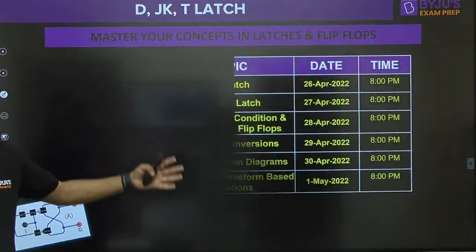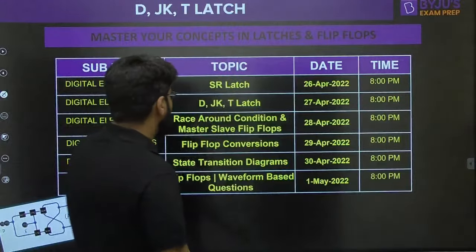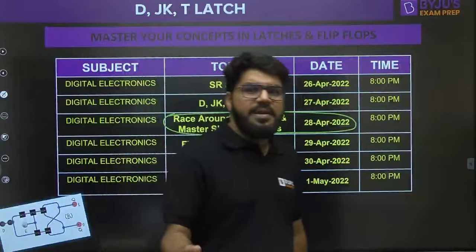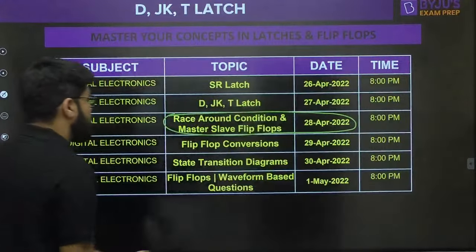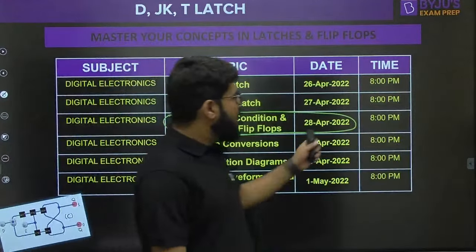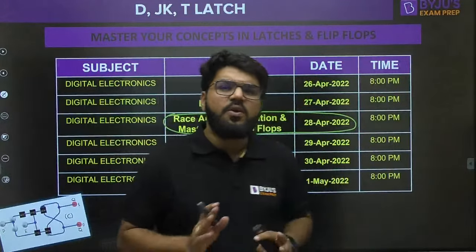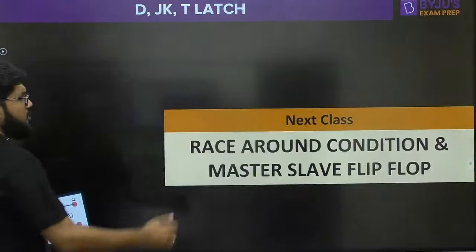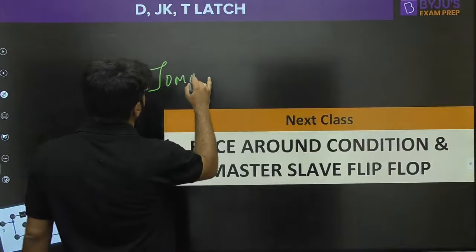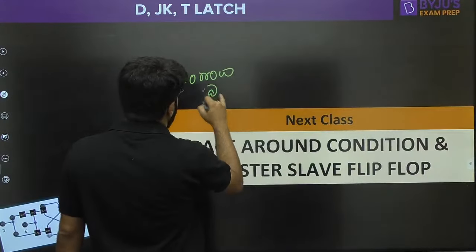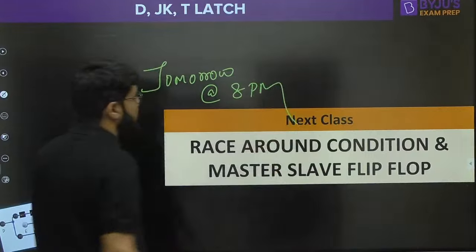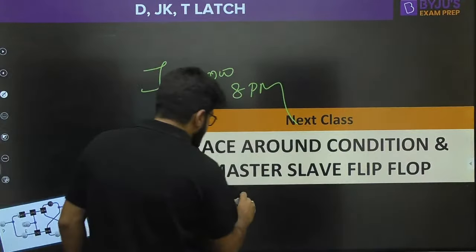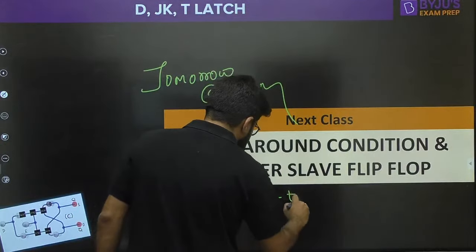This is the schedule of the current series that is going on. Tomorrow we have the race around condition, and then we immediately move towards the master slave flip flops, edge triggered devices. That is tomorrow, same time. For digital electronics, join me live, same time at 8 p.m. daily on the same channel. So next class, that is tomorrow, Thursday, same time at 8 p.m.: race around condition and master slave flip flop, edge triggering, we will discuss tomorrow.